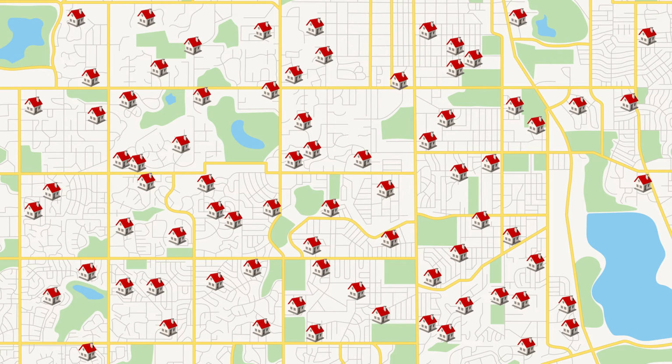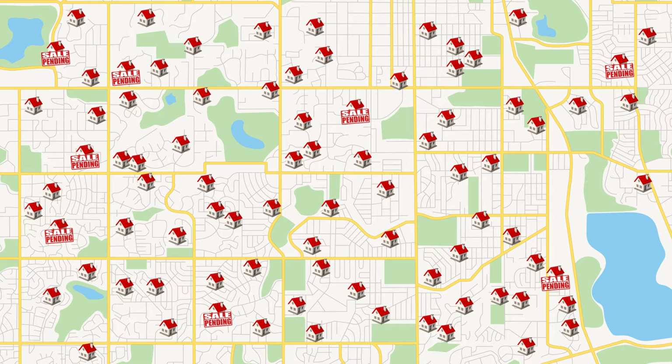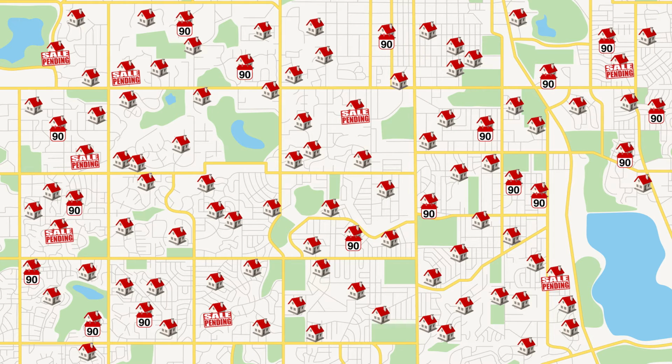Then I look at the market in the city that you're in. So we look at how many properties are currently for sale, how many properties are pending sale or under contract, and how many homes have sold in the past 90 days. That will allow you to determine the months of inventory.